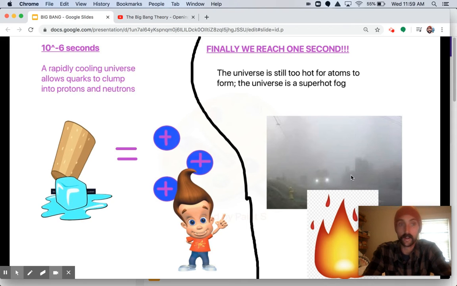quarks to clump into protons and neutrons. So we start to get the first forms of matter. However, no elements are formed yet, just starting to get clumps of protons and neutrons.